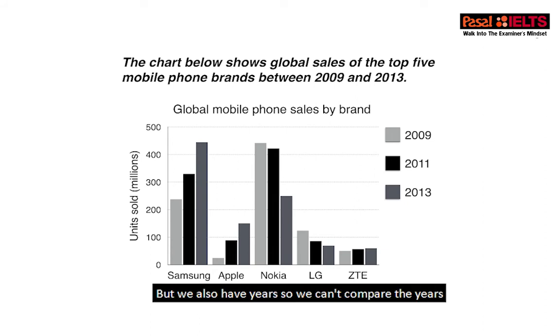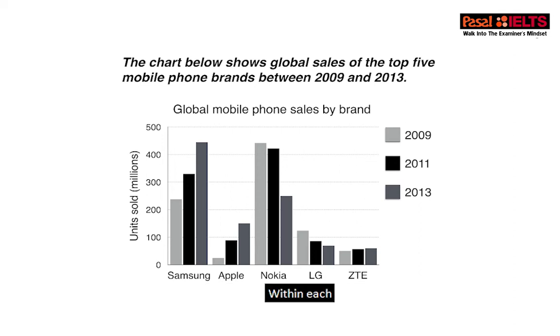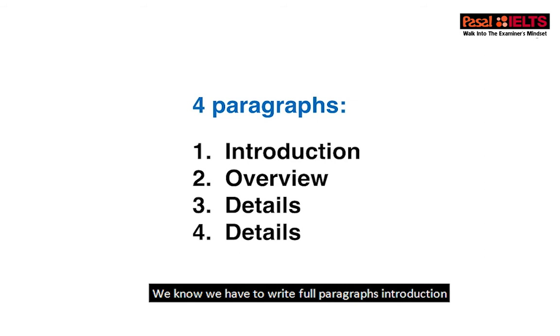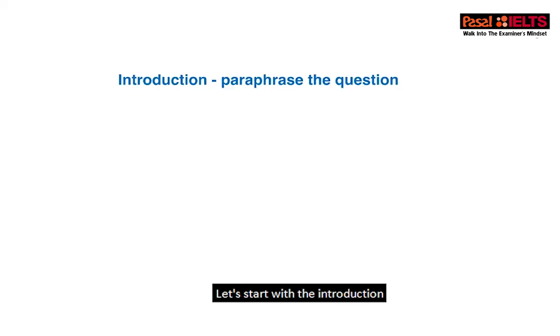But we also have years, so we can compare the years within each item. So we'll see how we do that later. First, let's look at our structure. We know we have to write 4 paragraphs: introduction, overview, details, details, and no conclusion. Let's start with the introduction.